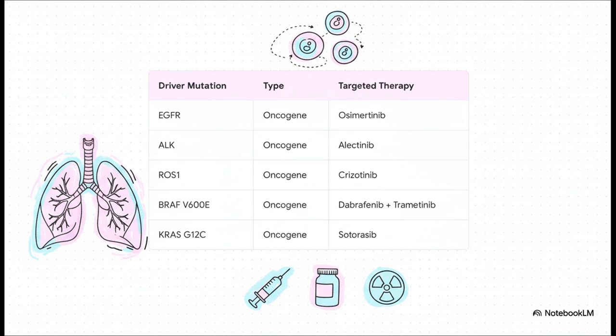You find an EGFR mutation, boom, you use osimertinib. An ALK translocation, that means you're reaching for alectinib. This idea, matching the drug to the specific mutation, is an absolutely critical, high-yield concept.